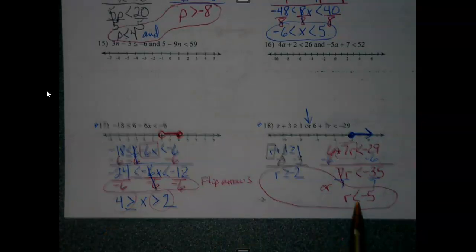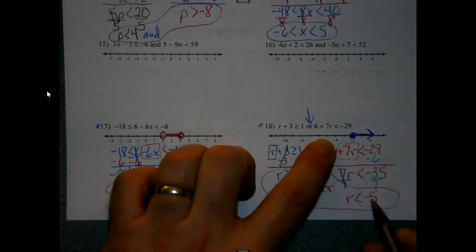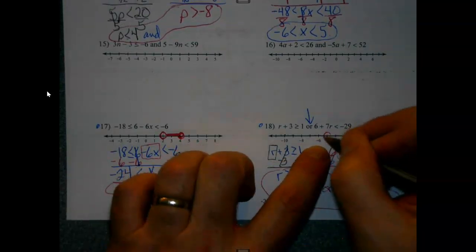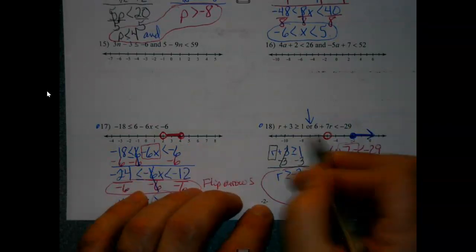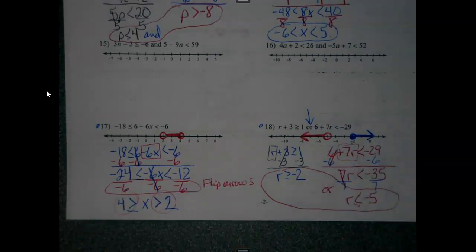Or R is less than -5. So, -5, no line underneath, so it's an open circle. And if I follow the arrow for less than, whenever you're doing or, your arrows go out from each other. They both start with O. Or goes out and goes in. That's going to be an excellent thing for us to stick on our note sheet here in a moment to kind of help us to see how this works.